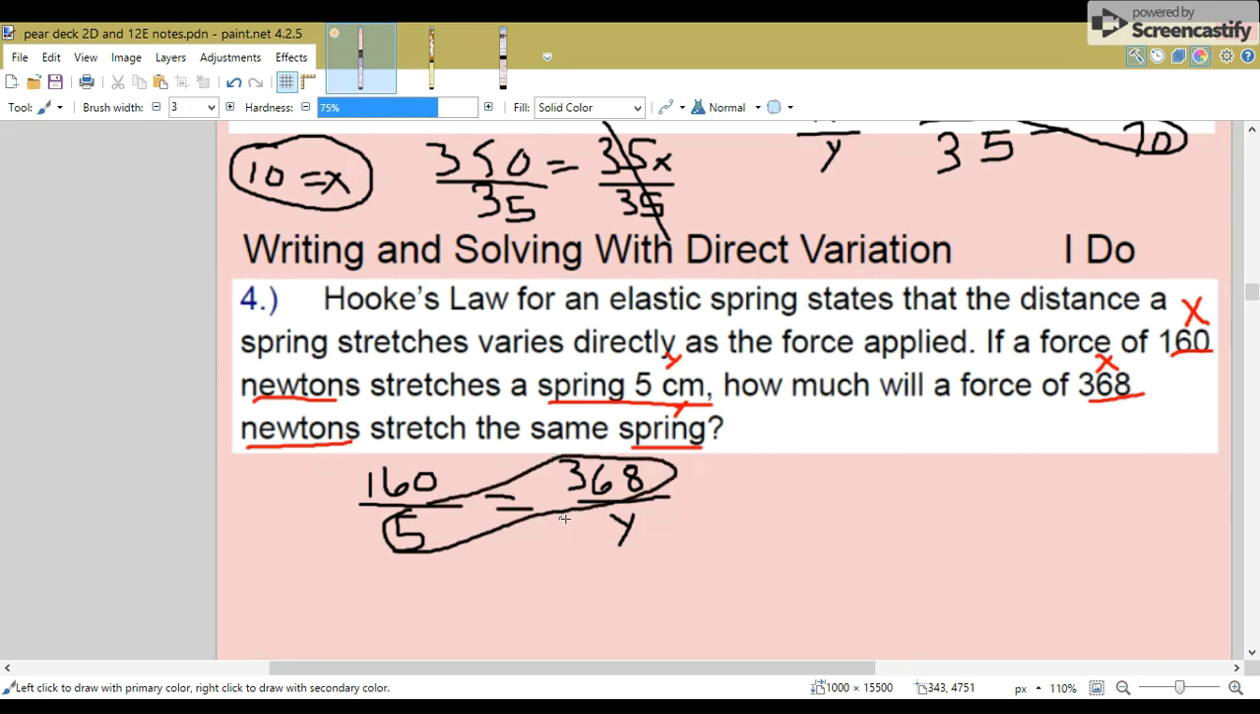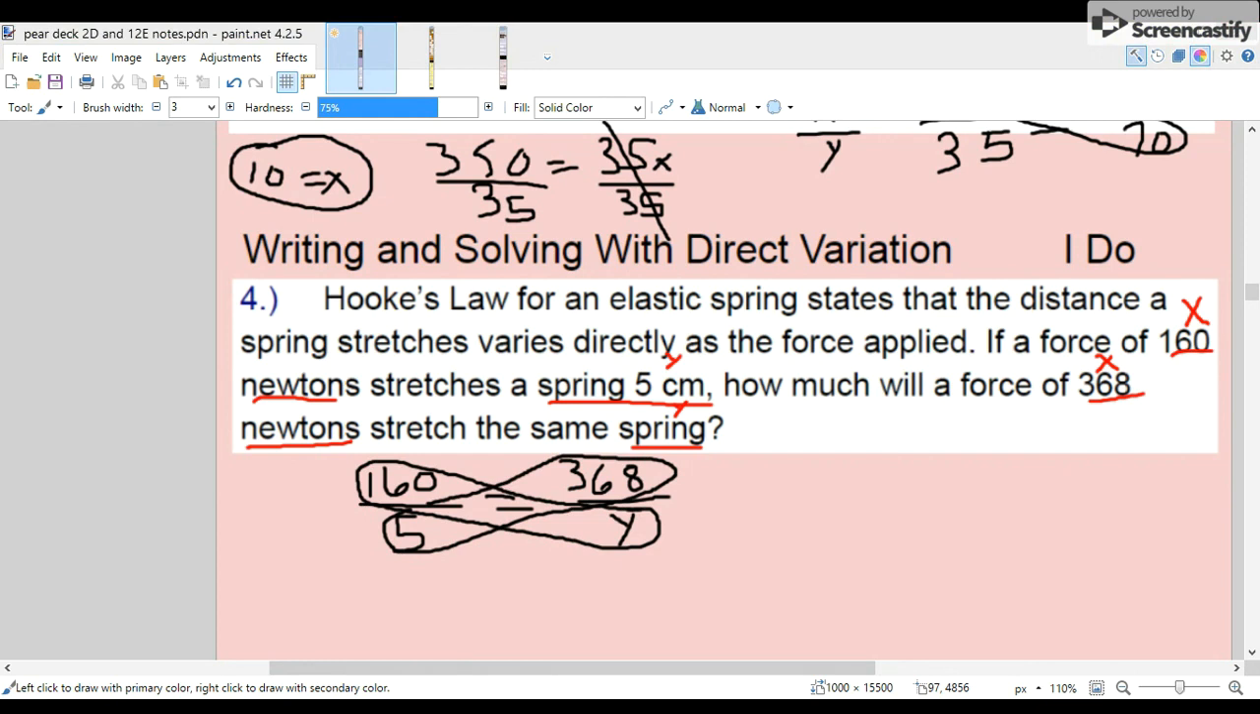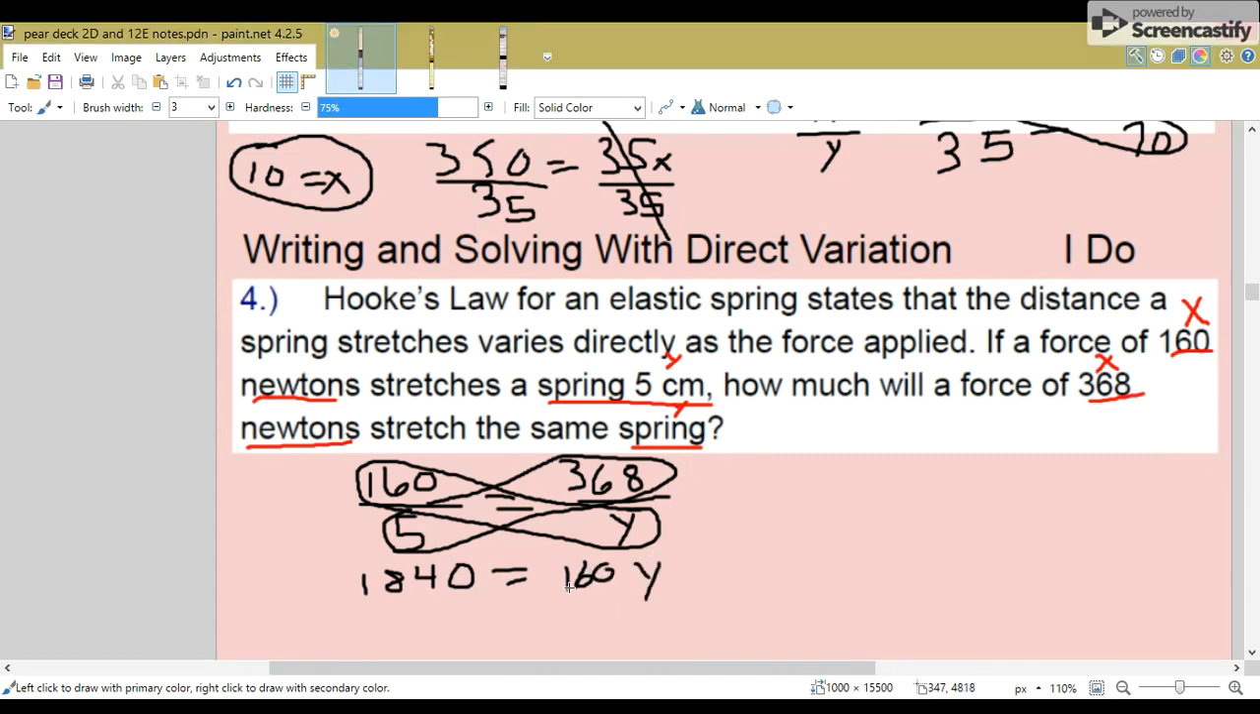5 times 368 and 160 times y. So you have 1,840 equals 160y. Divide each side by 160. So divide each expression by 160.